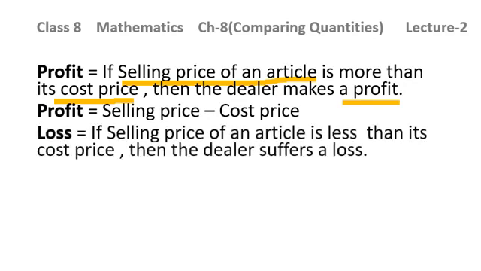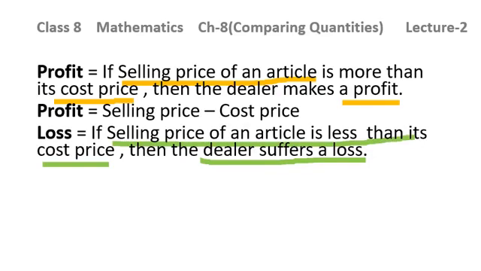Coming to loss, if the selling price of an article is less than its cost price, then the dealer suffers a loss. For example, if you are purchasing an article for rupees 100 and you are selling the same article to your friend or to anyone for rupees 80, in that case cost price is rupees 100, selling price is rupees 80, and selling price is less than cost price, so you will have a loss of rupees 20.